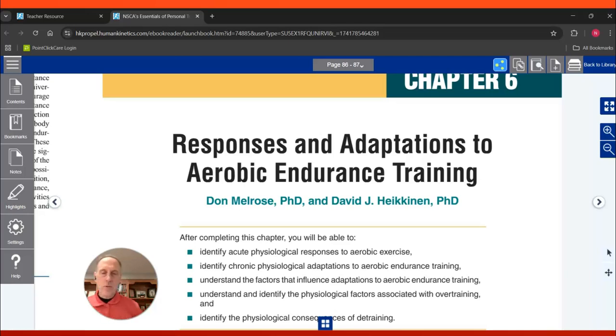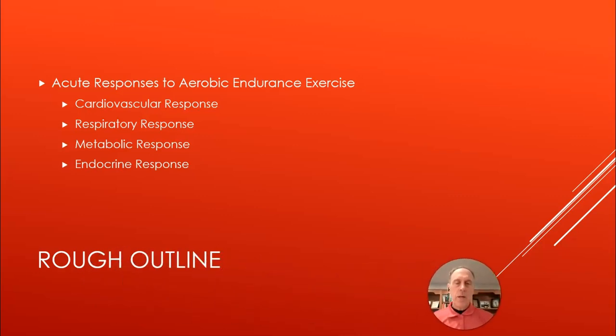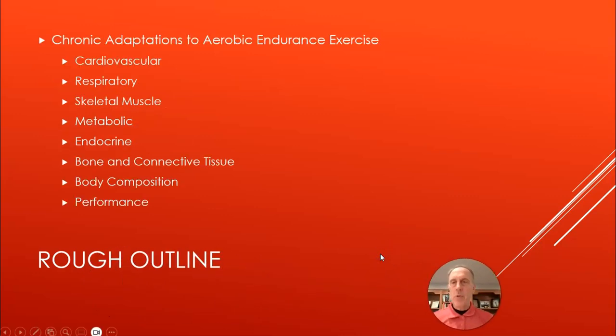A couple things you need to be able to understand are the acute physiological responses to aerobic exercise, different adaptations, etc., and some influences. And they break this out much like we did before with muscular adaptations. They talk about acute and chronic, which I think is great because we can differentiate both. When we look at the acute side, they talk cardiovascular, respiratory, metabolic, and endocrine. And then for the chronic side, it's cardiovascular, respiratory, skeletal muscle, metabolic, endocrine, bone, connective tissue, body composition, and performance.